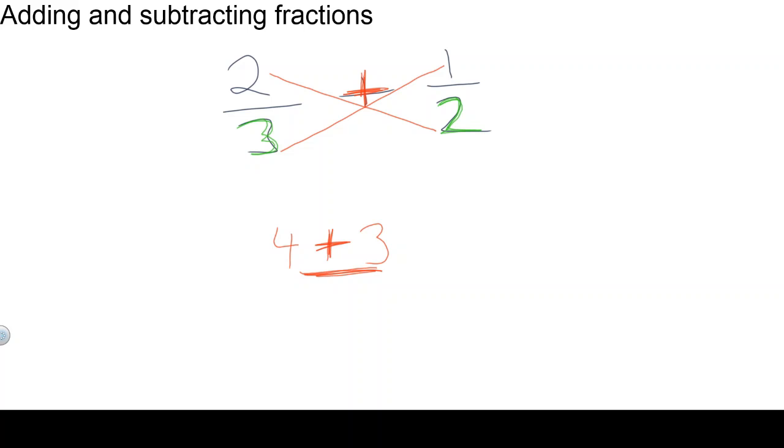Now look at the denominators. 3 times 2 is 6. So we've got 7 over 6.